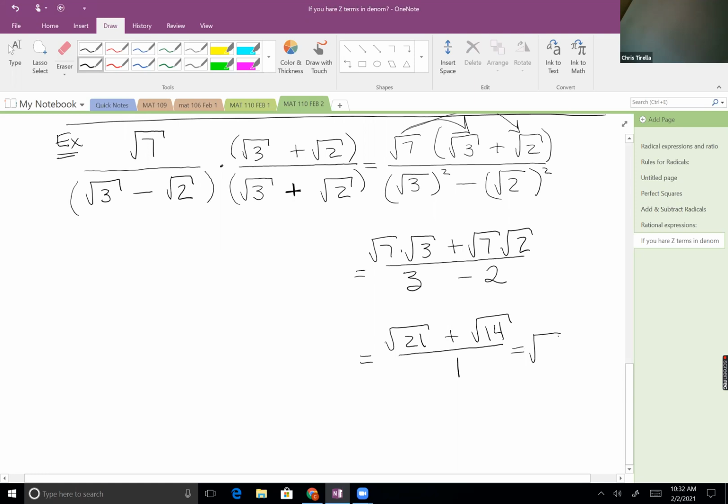And we don't really need to show that 1 in the denominator, so our final answer is the square root of 21 plus the square root of 14. And while I know both of those numbers can be factored, 21 and 14, when I factor them, there will be no perfect square factors, so I can't simplify that anymore. And so this would be my simplest form.